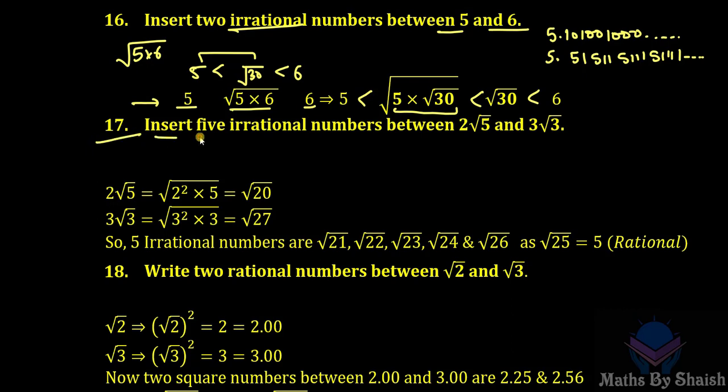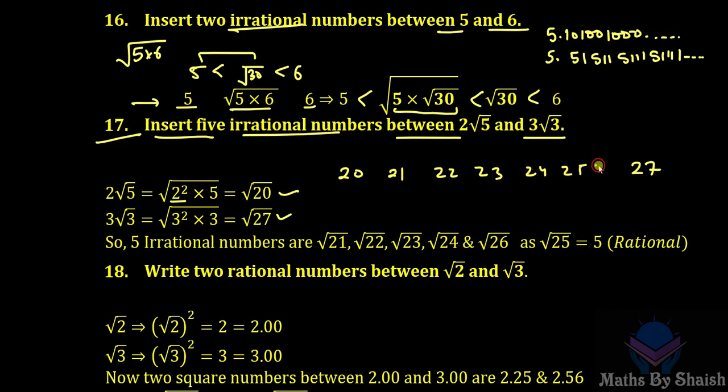So the 17th one: insert 5 irrational numbers between 2 root 5 and 3 root 3. In this type of question, they generally ask because they know that there is a gap of 5 or 6. So here first of all we will bring the whole number inside a square root. Again the same method, 2 is outside, so inside it would be 2 square into 5, root 20, and root 27. Now between 20 and 27 there are integers 21, 22, 23, 24, 25, and 26.